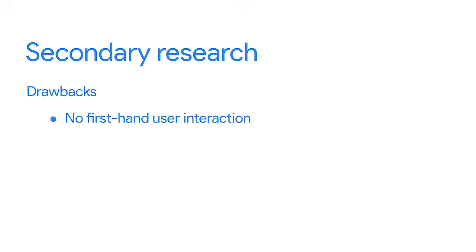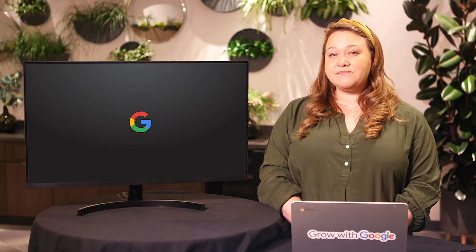But there are also drawbacks to secondary research. Secondary research doesn't allow you to observe users interacting with your budgeting app, so you will not have feedback on how users feel about your product. Next, let's talk about interviews.